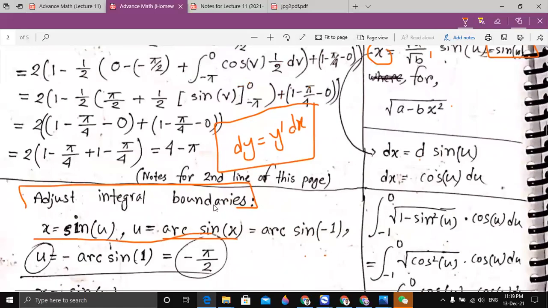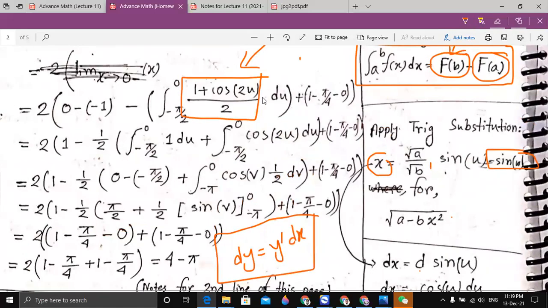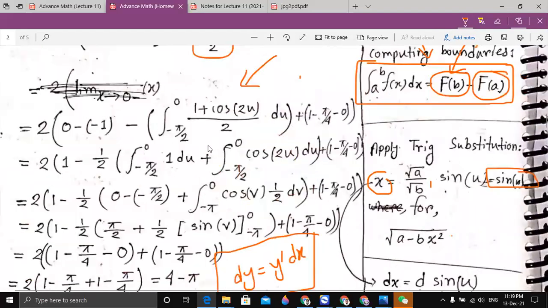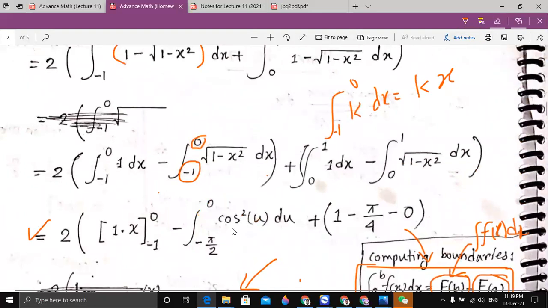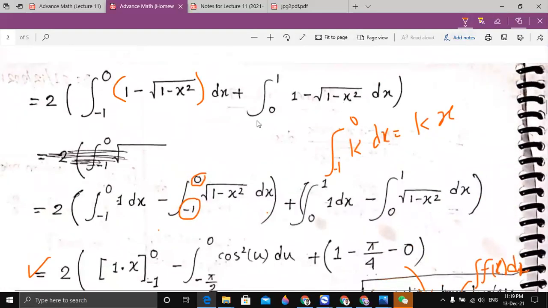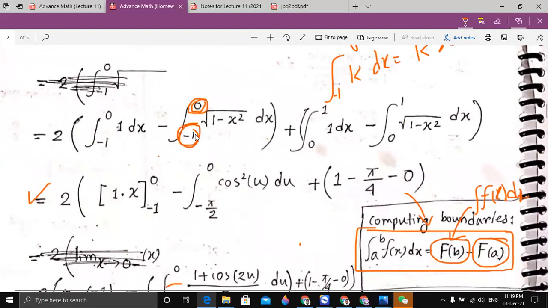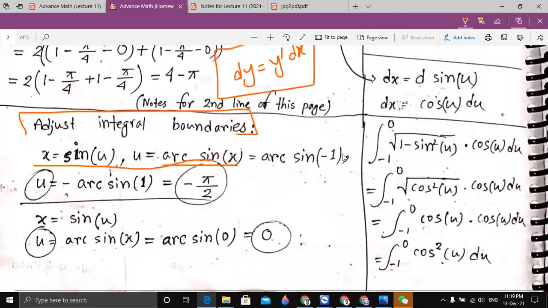Now we have to substitute the boundaries here. Before the u substitution, we had the lower limit minus 1 and upper limit 0. So we have to substitute 0 and minus 1 in here. Firstly we substitute minus 1. If you calculate it in a calculator, we can just take this minus out, so it will become minus arc sine 1.